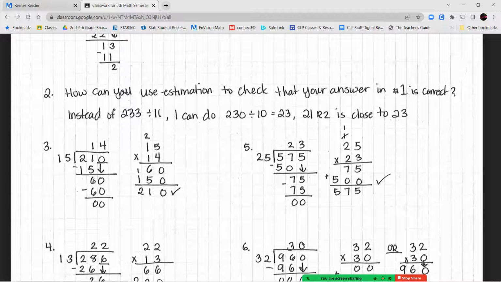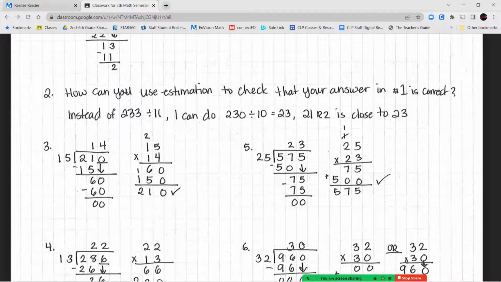So how many groups of 15 are in 60? Well, I know 15 times 1 is 15, times 2 is 30, times 3 is 45, times 4 is going to be 60. So 15 times 4, I put my 4 over here, subtract the 60, and I have no remainders. So 210 divided by 15 is equal to 14.